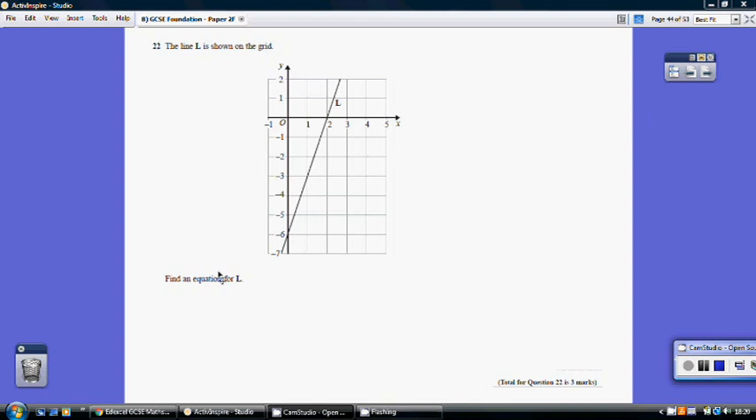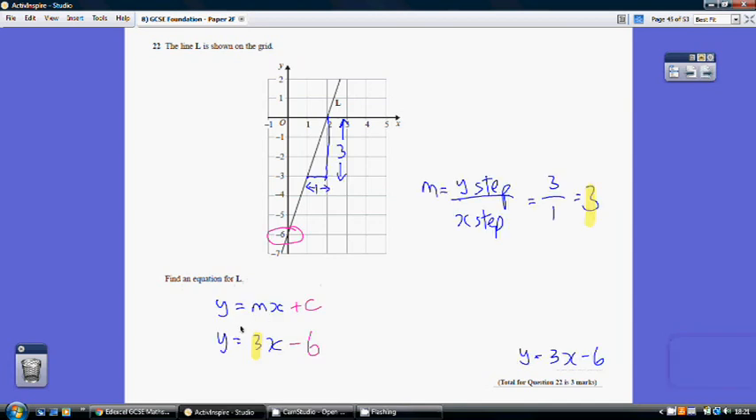Question 22. So finding an equation of a line from a graph, you want to use as a starting point y equals mx plus c, where c is where the line crosses the y-axis, and m is the gradient, the slope. So with this line here, where does it cross the y-axis? Well, it crosses at -6. So that's the easy opening mark to get, the last term being -6.